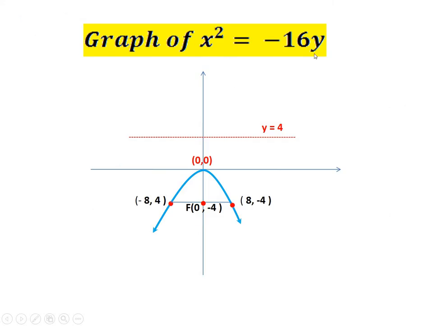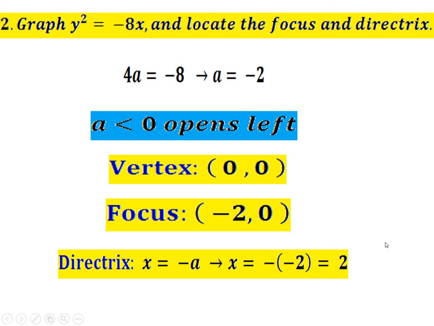So x squared is equal to negative 16y. The vertex is 0, 0. The focus is 0, negative 4. The directrix is the opposite of negative 4, so y equals 4. Okay, so that's it. Let's have question number 2.